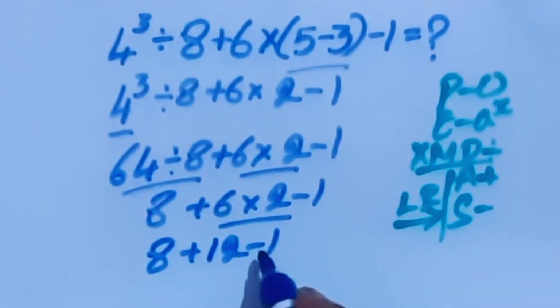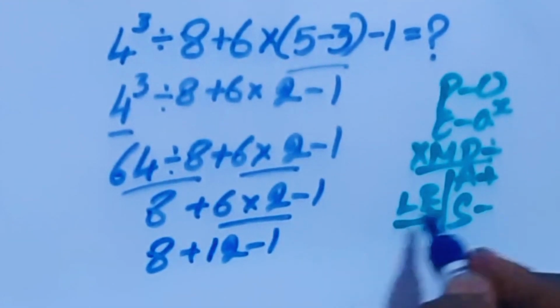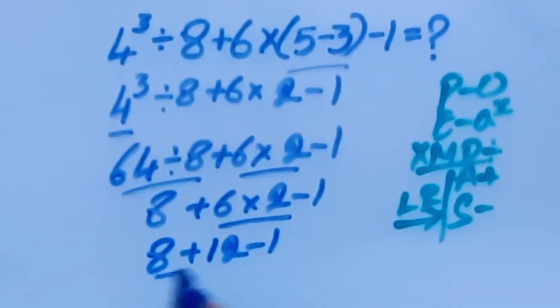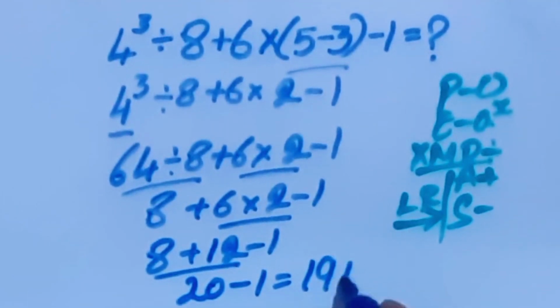Here we have addition and subtraction. Addition and subtraction are equal priority. For equal priority, we use the left to right rule. Here left to right is this 8 plus 12. 8 plus 12 is 20 minus this 1. Here 20 minus 1 is 19, which is the correct answer.